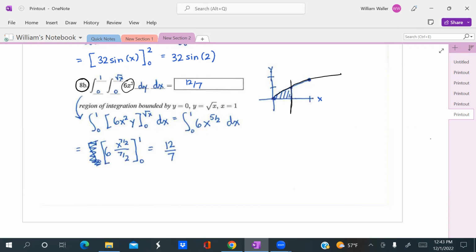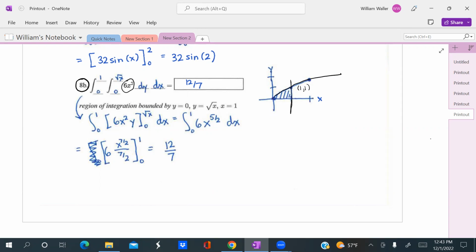It does pass through the point 1, 1, right? That's where this vertical line x equal 1 and this square root of x intersect at the point 1, 1, because when x is 1, y is also 1. The square root of 1 is 1. So that point is semi-important to know.